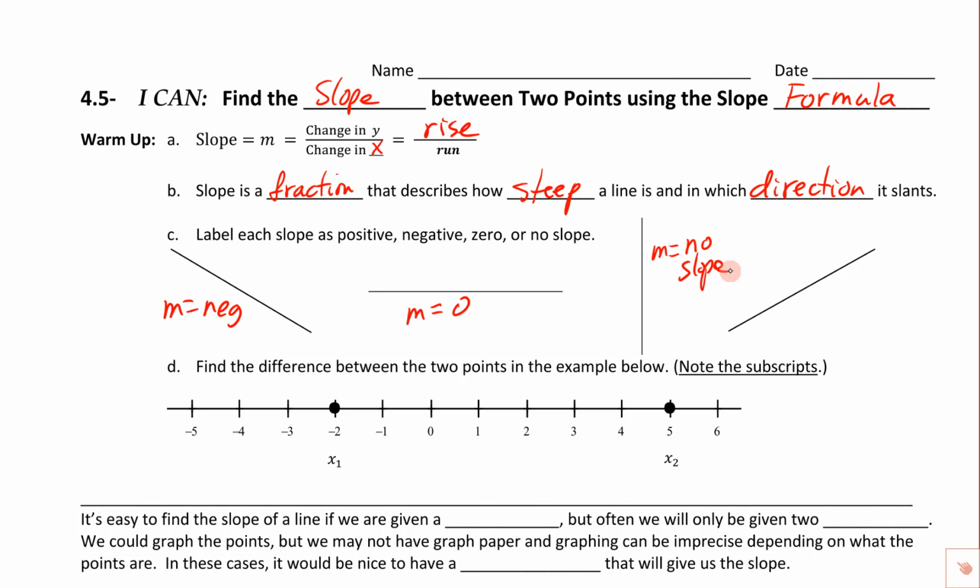And then on this one right here, remember this one goes up from left to right. So if it goes up from left to right, then that tells us that the slope would be positive. Now on D, this is kind of an interesting problem, and I just put this on here to get you used to the type of thing that we're going to see in the formulas a lot of times. So it says find the difference between the 2 points in the example below, and then it says note the subscripts. So I'm going to talk about subscripts.